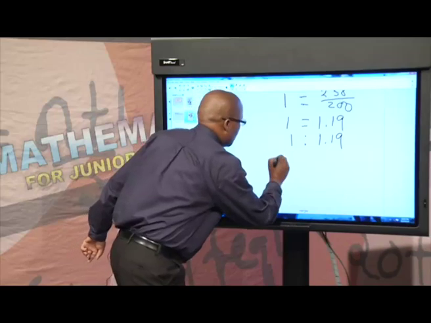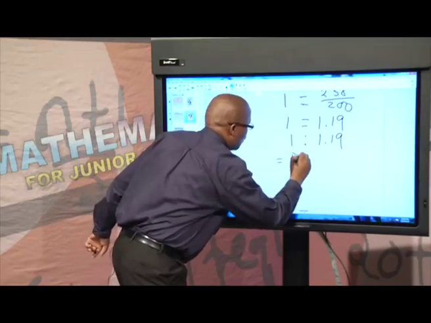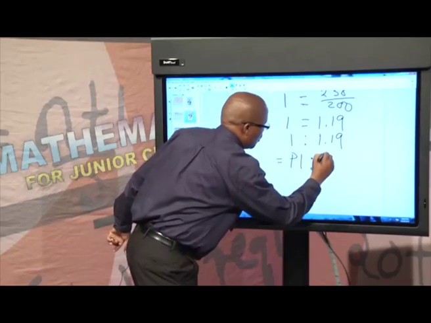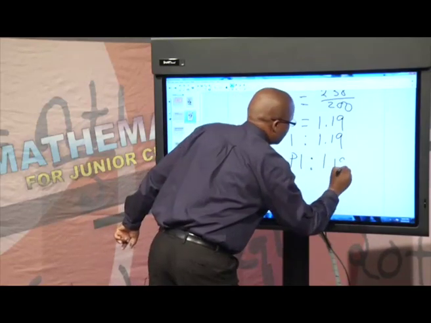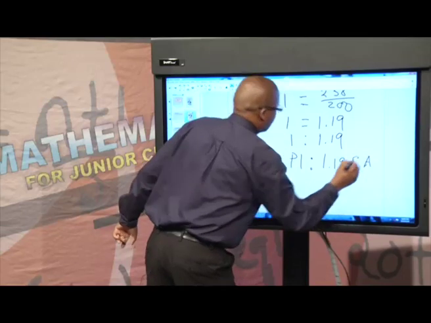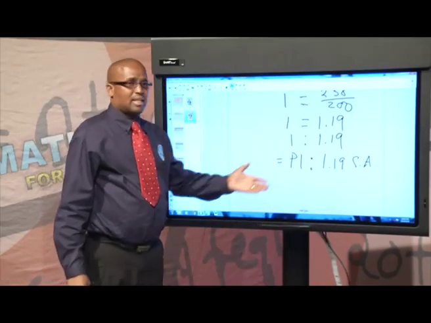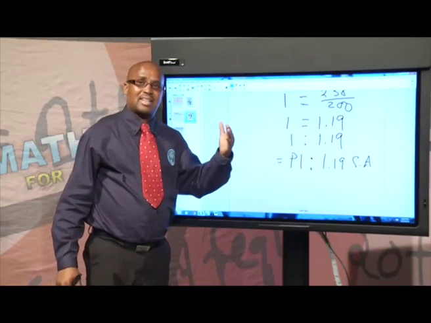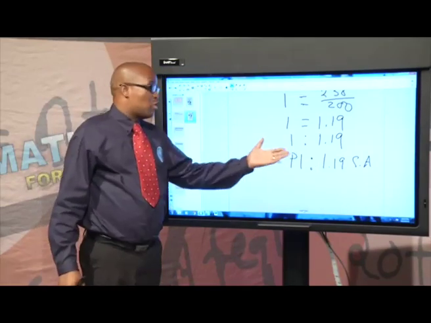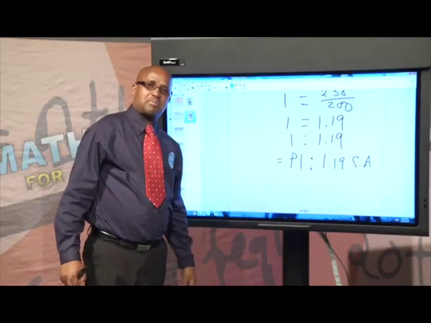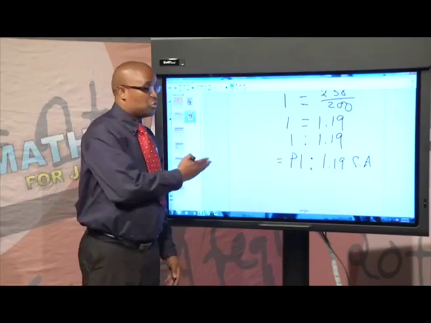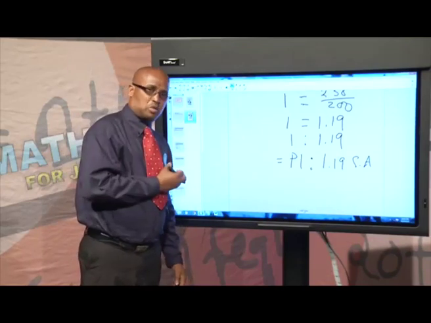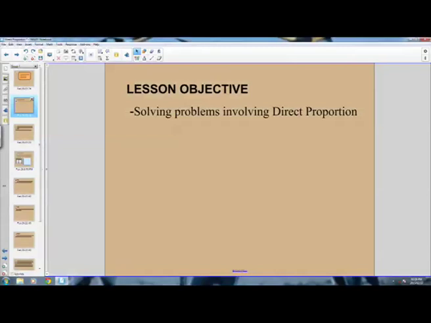And we can always write this as 1 pula, P for the pula, will be to 1.19 South African rands. So that's what we are having. This is the conversion rate on that particular day. And let us understand that it does not mean that we can only convert between the South African rands and the Botswana pula. You can always convert between other currencies when given the conversion rate or when you are expected to find the conversion rate.